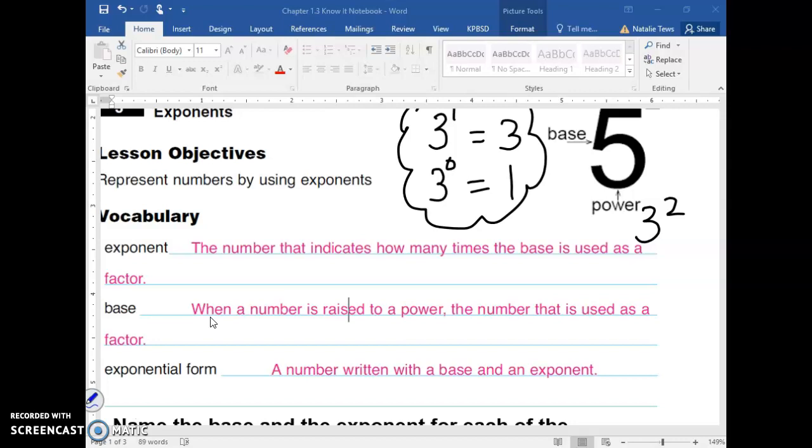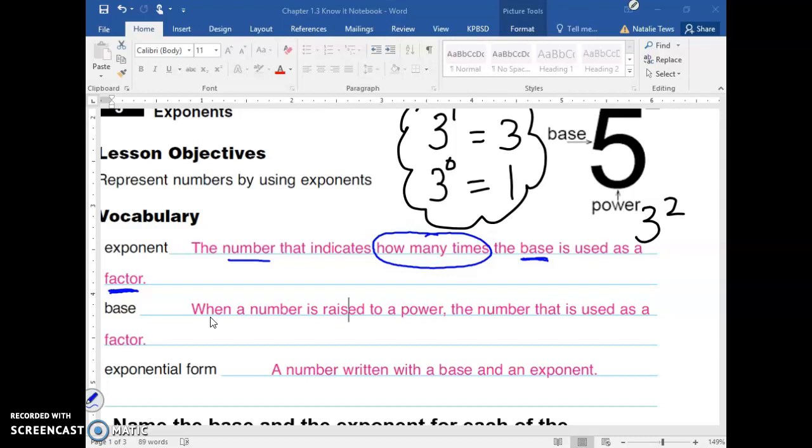So first of all, it says the number, okay? So underline number. That indicates how many times, so let's circle that, how many times the base, underline base, is used as a factor, underline factor. And a factor is always used when we multiply. So that alone tells you that we're going to multiply something.